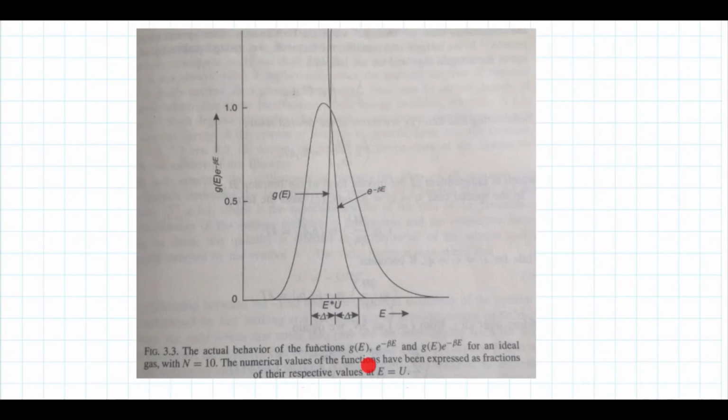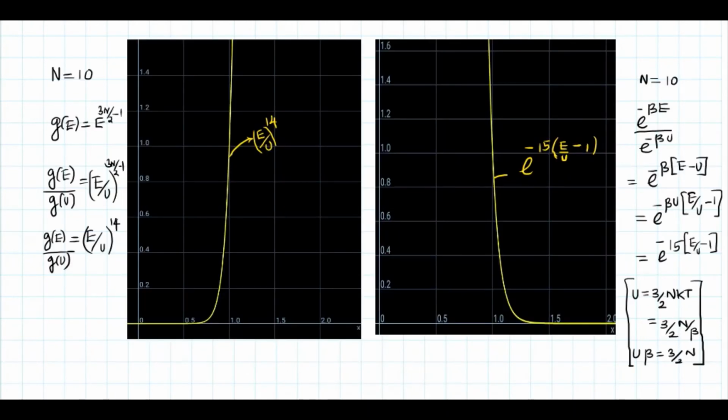Okay, so the values of the functions have been expressed as fractions of their respective values at e equal to u. I will explain all this. So look at this figure. Consider a case with n equal to 10. Your g of e, density of states, is e raised to 3n by 2 minus 1. So g of e divided by g of u will be e divided by u raised to 3n by 2 minus 1.